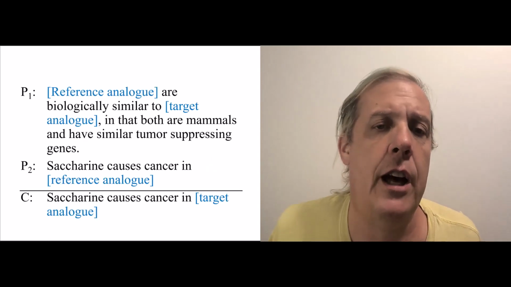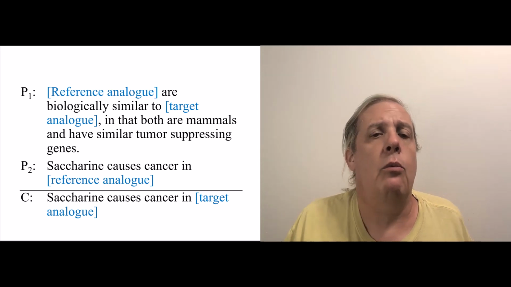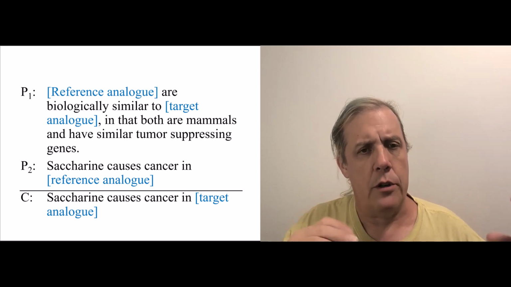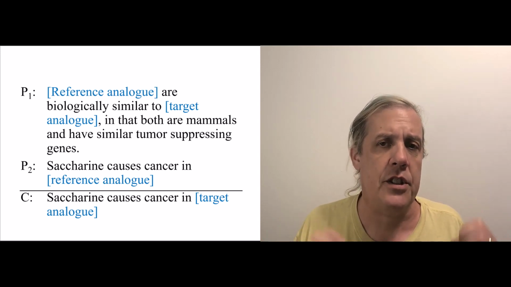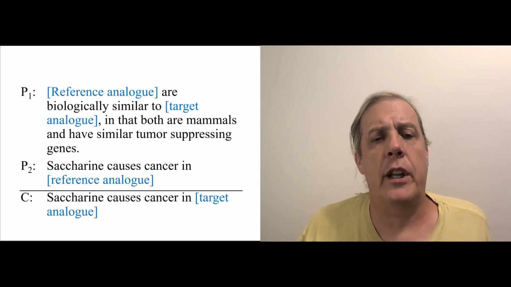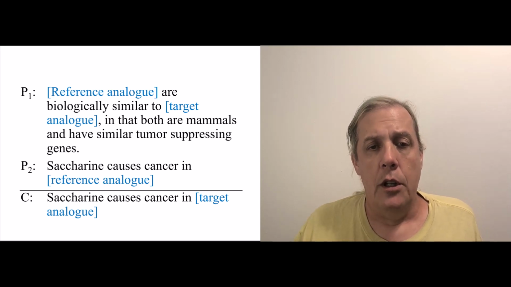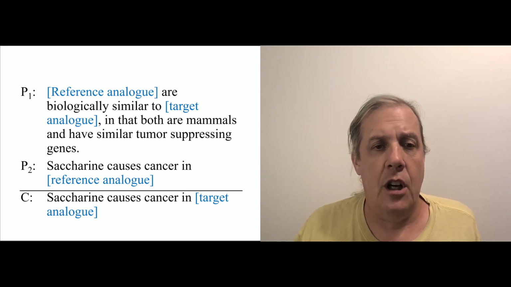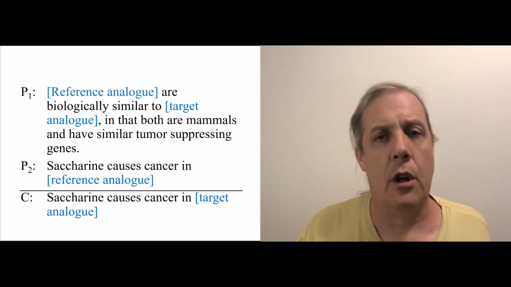So what we can do is start substituting in these broader terms for the parts of our argument, and then we'll build up the argumentation scheme for argument by analogy. So if we just replace rats with reference analog and humans with target analog, we know reference analog are biologically similar to target analog. Something is true of the reference analog, therefore something is true of the target analog.